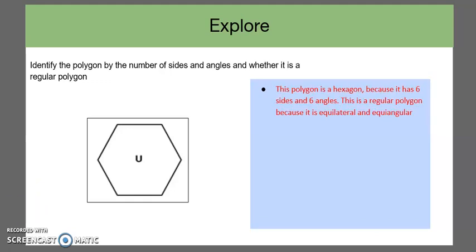If we look at a sample response, this polygon is a hexagon because it has 6 sides and 6 angles. This is a regular polygon because it's equilateral and equiangular. If we see here, we can count the sides 1, 2, 3, 4, 5, 6. This is a 6-sided figure, hence it's a hexagon. Now we're going to look at one more question.